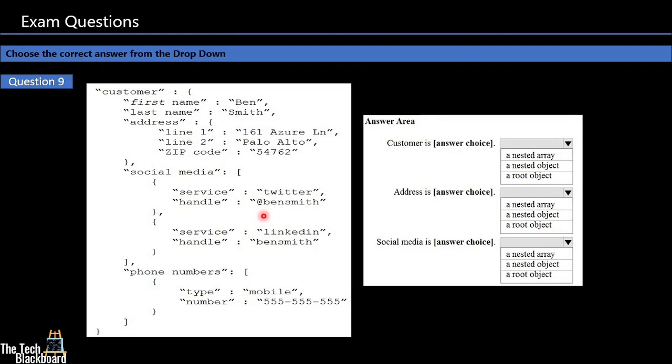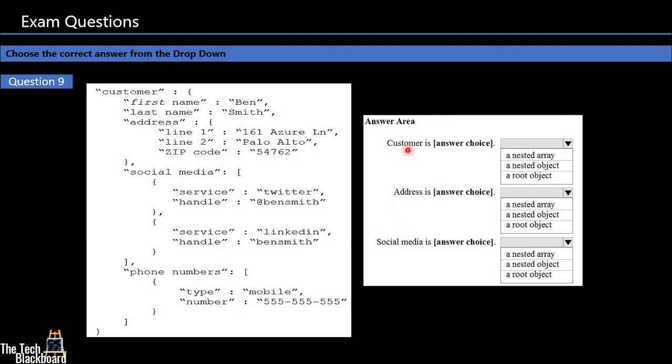Now look at question number 9. In this question, you are given a JSON file and some questions based on it. If you have already worked with JSON files, this should not be a very hard question for you. Look at the JSON file very carefully. We have details of a customer, its first name, last name, address, social media, and phone numbers. Now let's examine the questions.